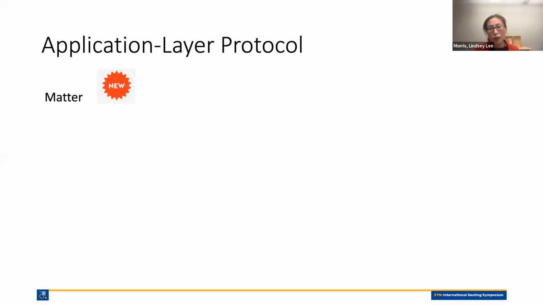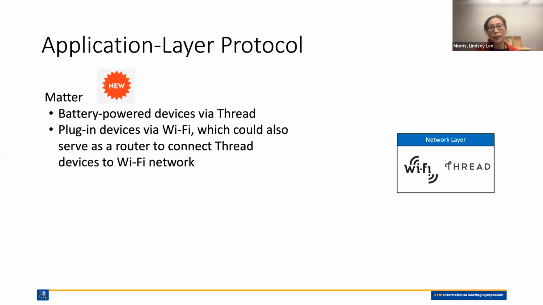This protocol is actually an overall protocol, defined not only at the hardware level but also at the software level. So it basically says that, according to this protocol, battery-powered devices will communicate via Thread, and plug-in devices will communicate with Wi-Fi. And these Wi-Fi devices will also have the Thread protocol built in, so they can serve as a router or a hub for Thread devices to communicate back to the Wi-Fi network. So Thread and Wi-Fi are going to be the future protocols that devices will be using under this new Matter standard.